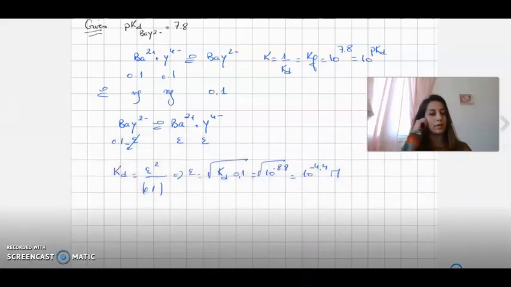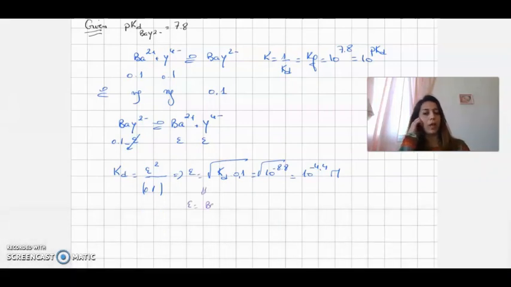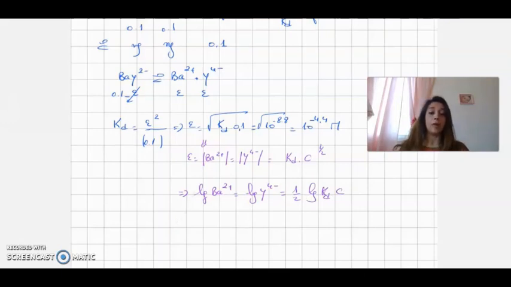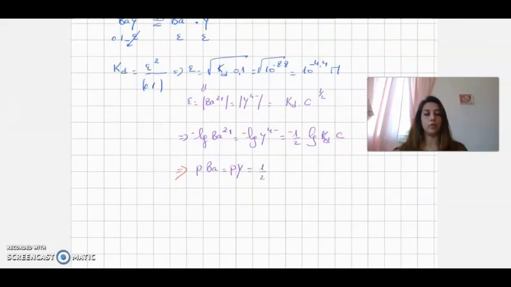As epsilon equals the square root of Kd times 0.1, and epsilon is the concentration of Ba2+ and Y4-. So if I apply the formula, epsilon is equal to Kd times concentration to the power half, applying log, log epsilon is equal to log Ba2+ and log Y4-, equal to half log Kd times C. If we apply minus log everywhere, I will have P of Ba2+, which is equal to P of Y4-. It's equal to half pKd minus log C.